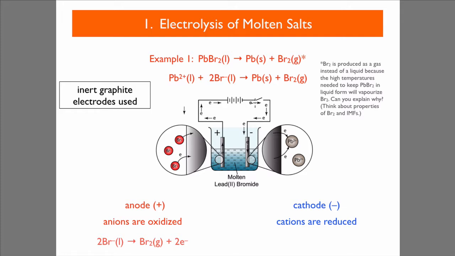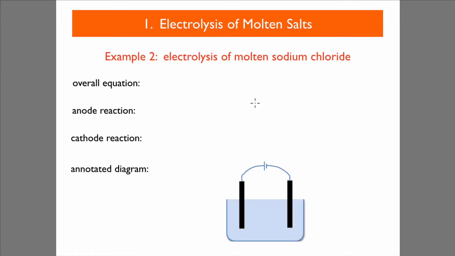Cathode is negative, it's where cations are reduced. It's where the lead ions get those electrons to form solid lead. Let's have a look at another example. The electrolysis of molten sodium chloride.